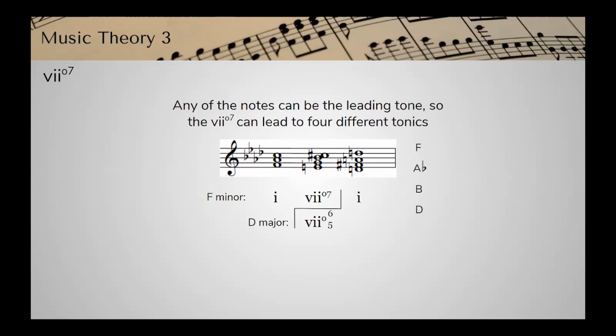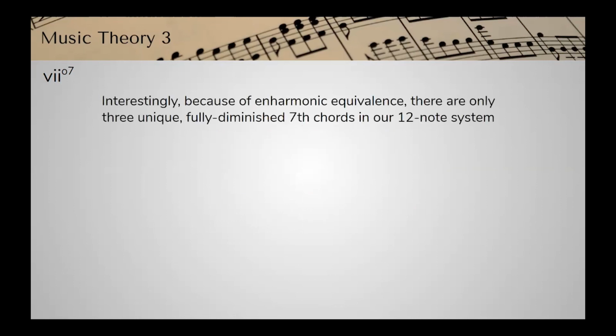So there's a lot of cool stuff you can do with fully diminished 7th chords as far as getting to crazy keys. You can see that that one 7th chord can lead to the key of F, the key of A flat, the key of B, and the key of D, just by respelling it, right? So we didn't change any pitches, we just respelled the notes so that they look like they need to lead in different directions.